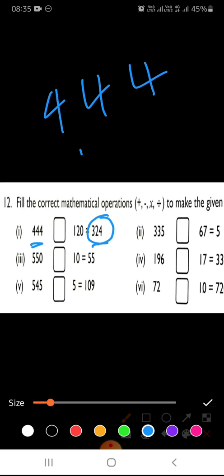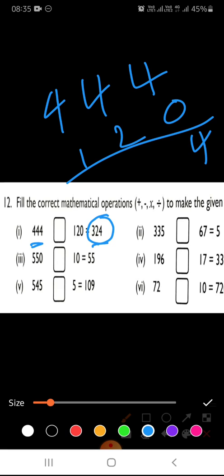Now here you have to say 444 dash 120 is 324. Means you can see 444 was there. Now you will get the answer 324. You can't add, because if you add, 444 plus 120 will be how much? 564. But the answer is 324. Means plus sign will not come. Then which sign will come? If we multiply, we'll get a bigger number. If we divide, we'll not get this number. So what we will do? We will subtract. So 444 subtracted by 120.